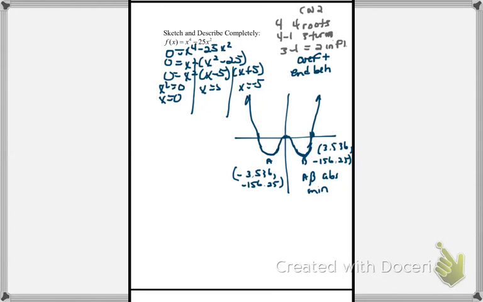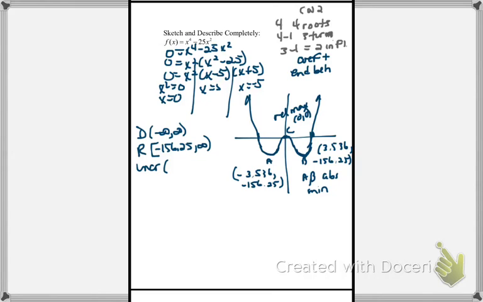So this point over here, point C, this is a relative maximum. And this was at your 0, 0. Your domain, all real numbers. Your range, we look at the y value of your absolute minimum from negative 1456.25 to infinity.